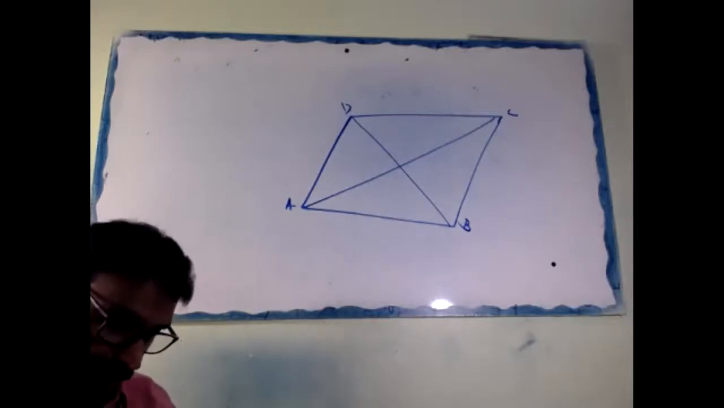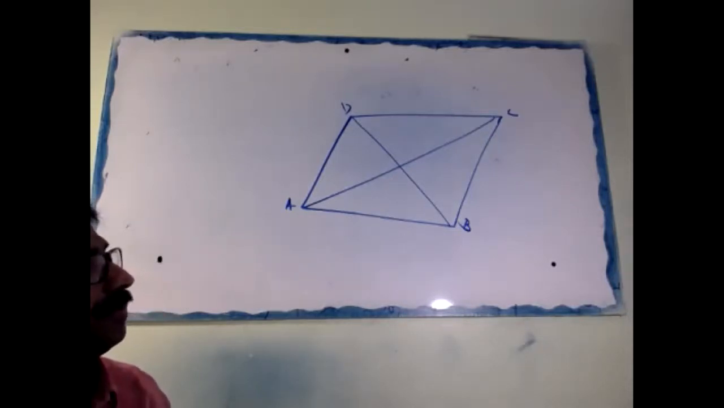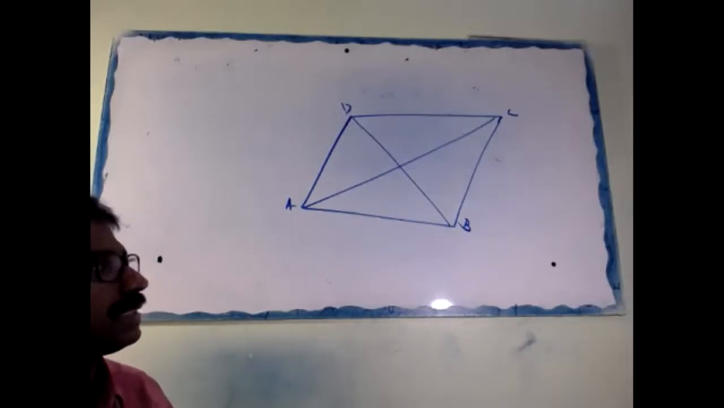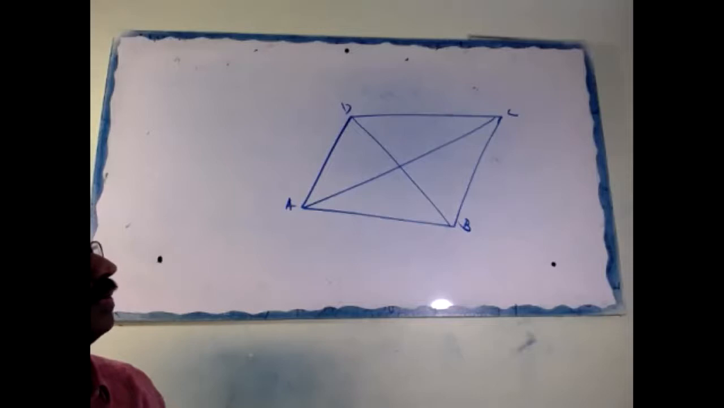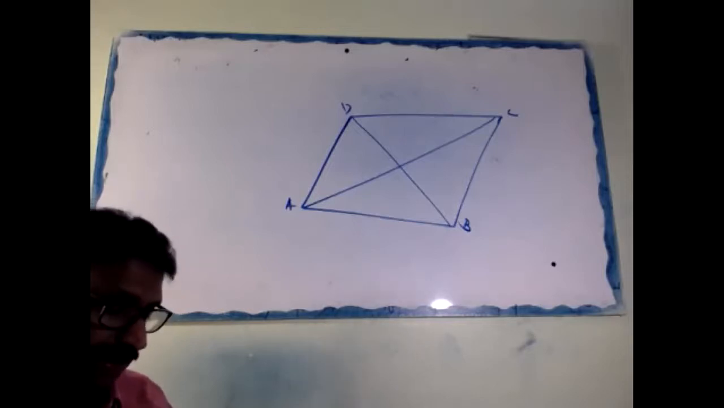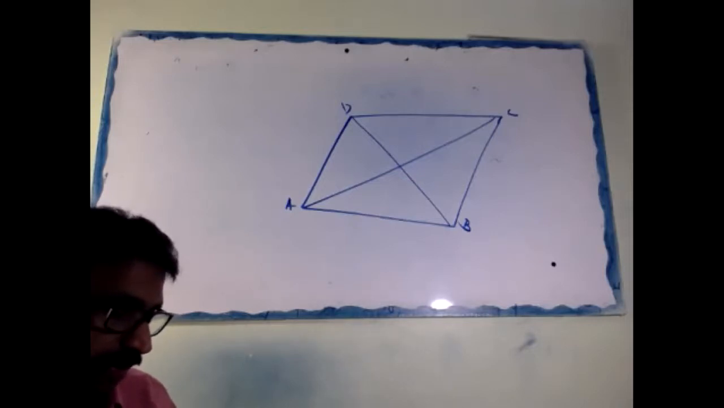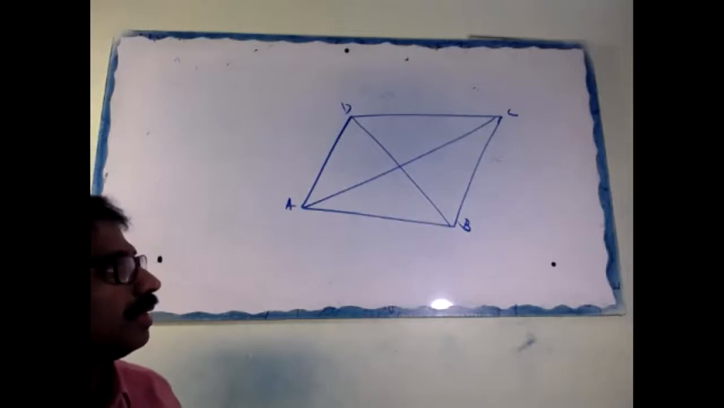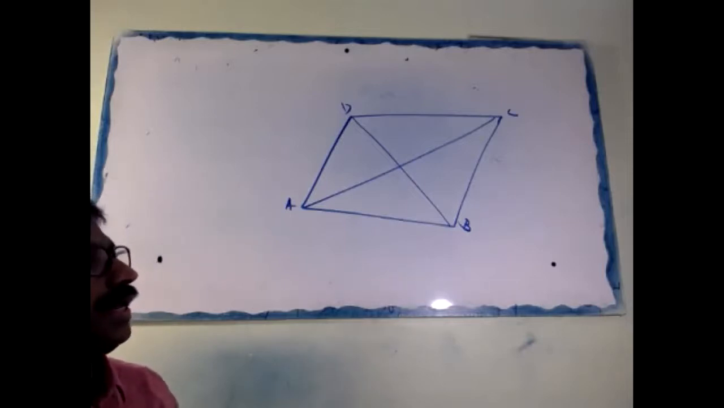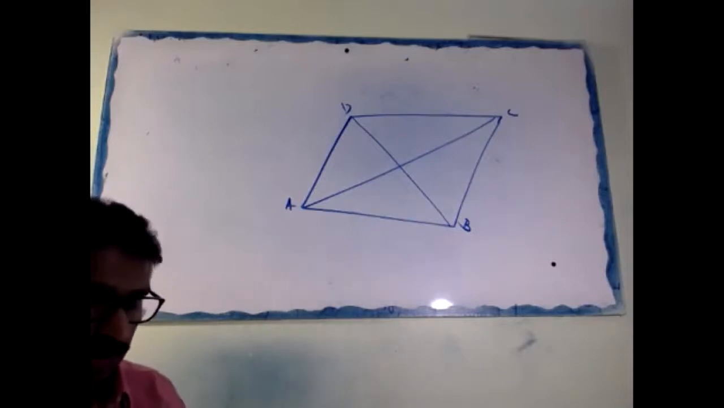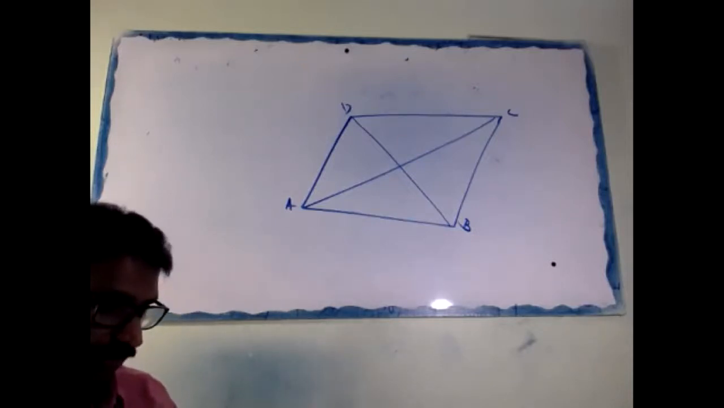Okay, then AB and CD, BC and AD are called opposite sides, because they have no common vertex.